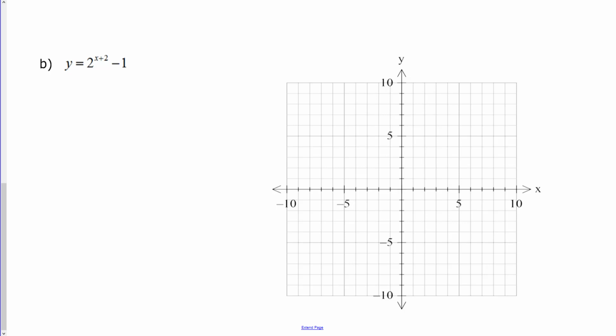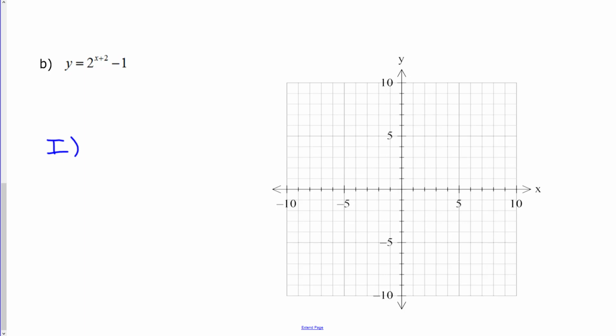y equals 2 to the x plus 2 minus 1. So we have another exponential function, same sort of graph as in part A. It doesn't matter that a base is the same or different from another, we're just going to have the same basic shape. So first, we wanted to find out the location of the horizontal asymptote.